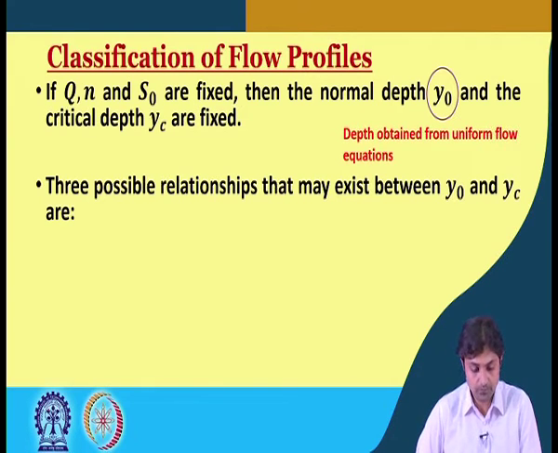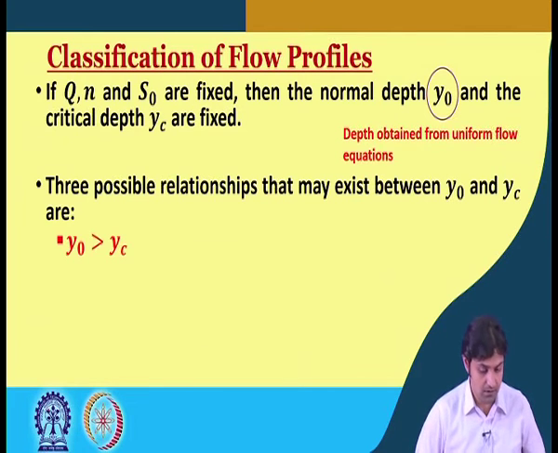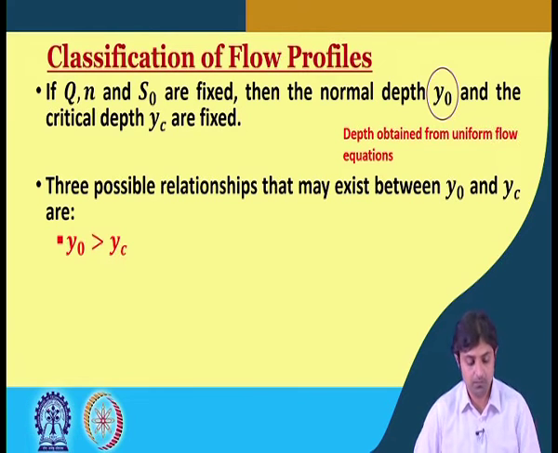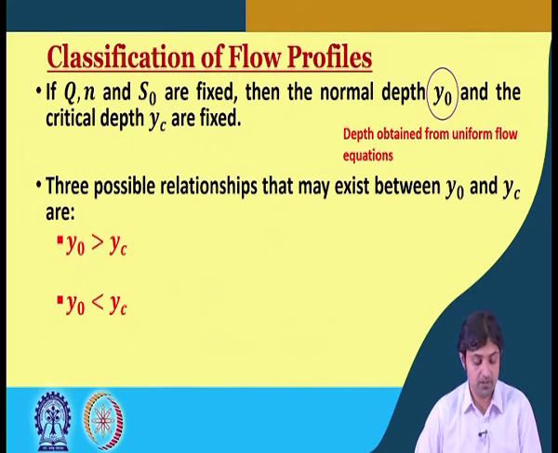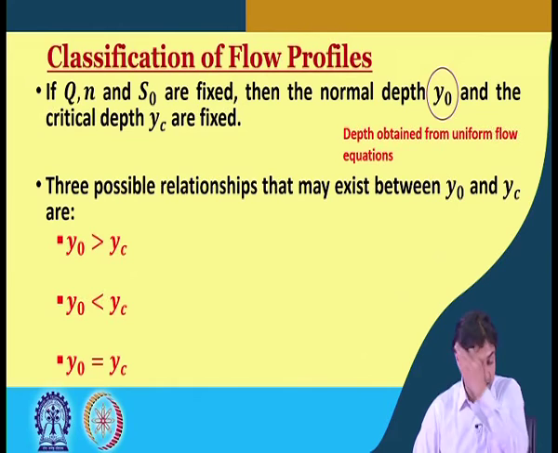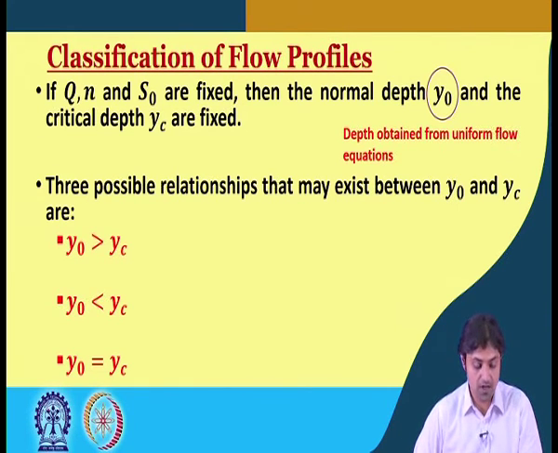There could be three possible relationships between the normal depth Y naught and the critical depth Y c. One, the normal depth can be greater than the critical depth. Second, the normal depth is less than the critical depth, and the third is that the normal depth is the same as the critical depth.